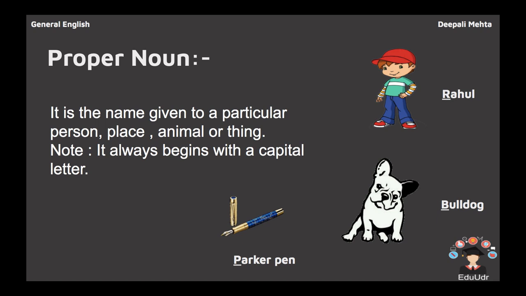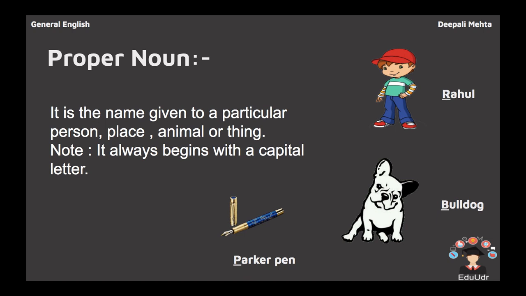For example, here is a boy whose name is Rahul. So I am talking about a particular boy, Rahul. Here is a dog which is a bulldog. So I am talking about a bulldog. Then it is a pen, but it is a Parker pen. Whenever we specify the object, it is known as a proper noun. And remember that it always begins with a capital letter.